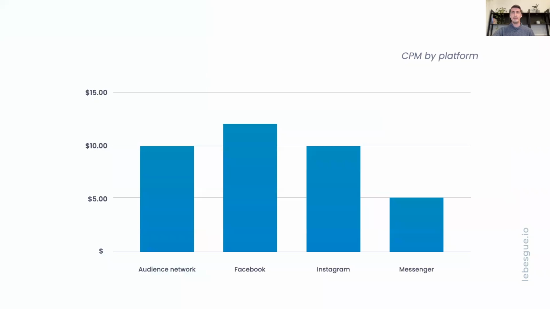So we've divided the CPM by platform, and we've given you a breakdown here. Like we've mentioned, Facebook with around $12 to $13 of an average market CPM is going to be the most expensive platform that you can advertise on, while the Audience Network and Instagram are somewhere around $10 US. And on Facebook Messenger, you can expect a CPM of roughly half of what you can expect on Instagram and Audience Network. So around $5 US is going to be the CPM on this platform. So a good thing to consider would be to tailor your content more towards Instagram and even Facebook Messenger as a placement.